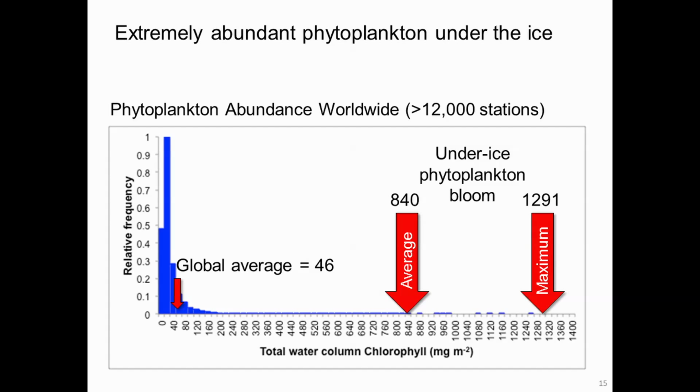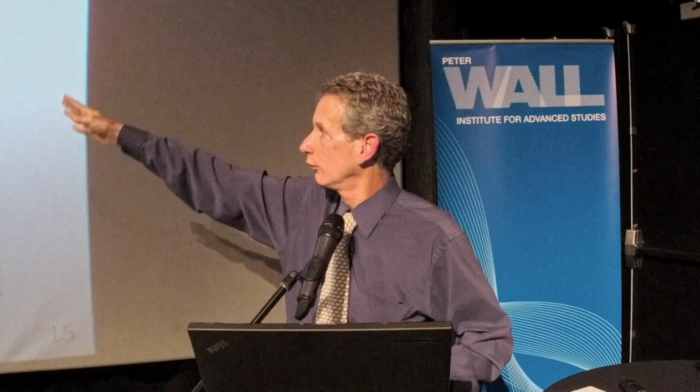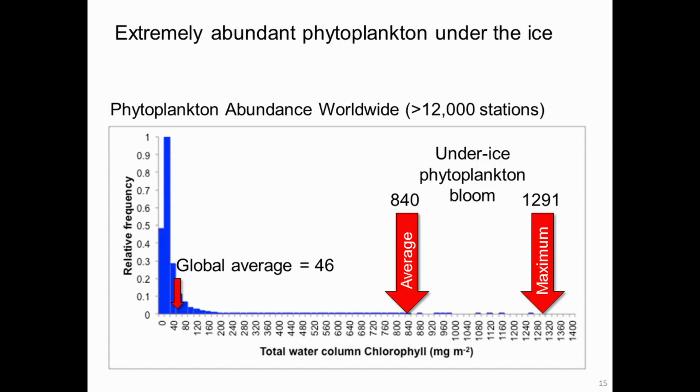The average we saw in that bloom under the ice, 1 meter thick, was 840. The maximum was almost 1,300. This is the largest phytoplankton bloom ever measured in the world, ever, anywhere. That blue dot there was the previous high, and our maximum surpassed it. And so the question is, how can that possibly be? How can you have this much phytoplankton growth under the ice in the Arctic when the waters are -2 degrees?